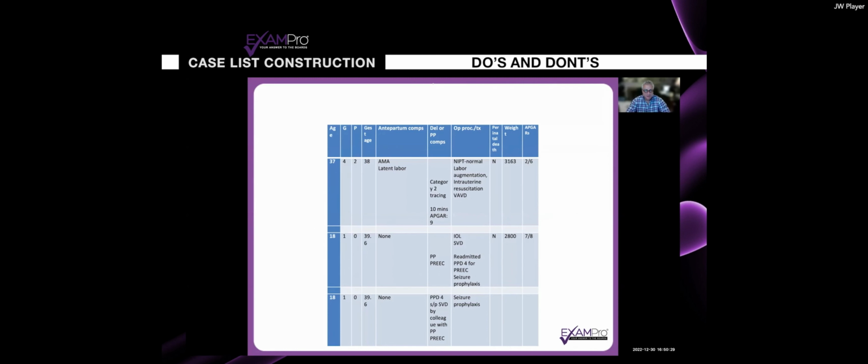All right, so let's look at a few others. AMA and latent labor. So we have NIPT normal, and you can see that's matched up from an alignment standpoint. Then we have latent labor, so I have labor augmentation. Okay. Then we have category 2 tracing. So you can see next to it is the intrauterine resuscitation.